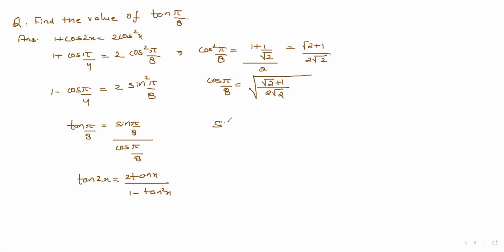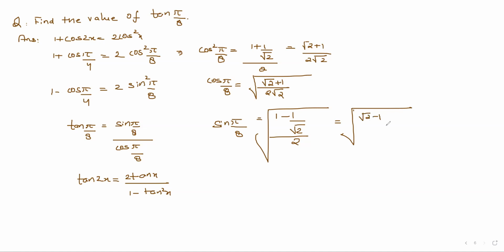Similarly, sin pi by 8, इसमें हो जाएगा (1 minus 1 by root 2) by 2 under root. So this will give you under root (root 2 minus 1) by 2 root 2.